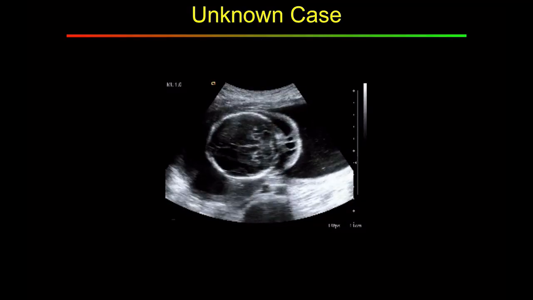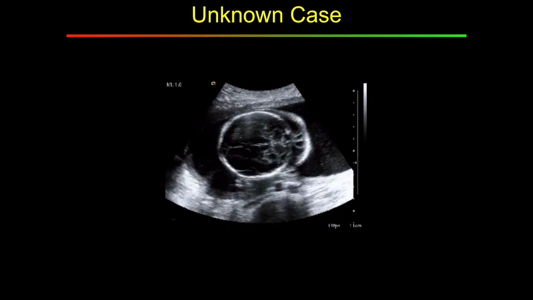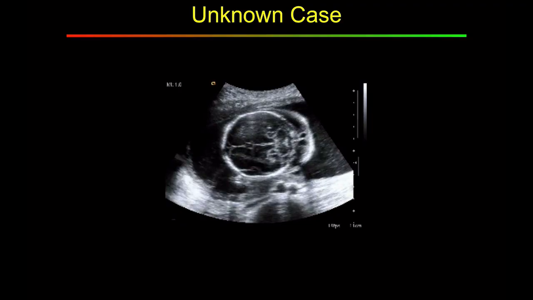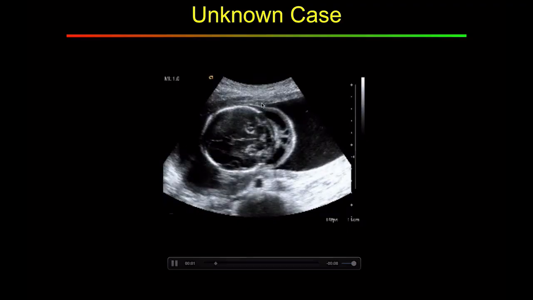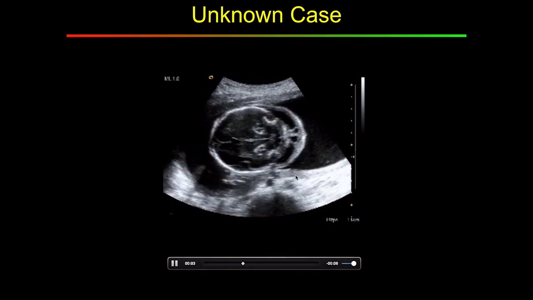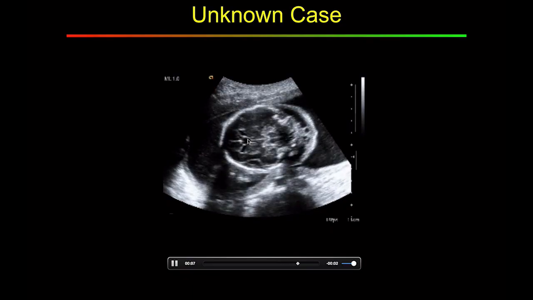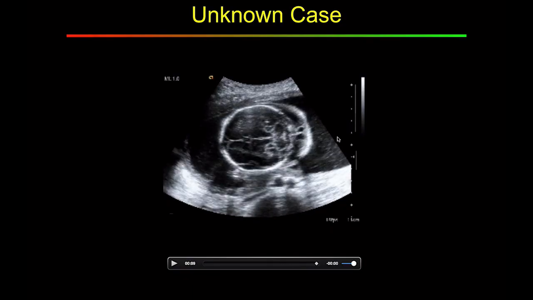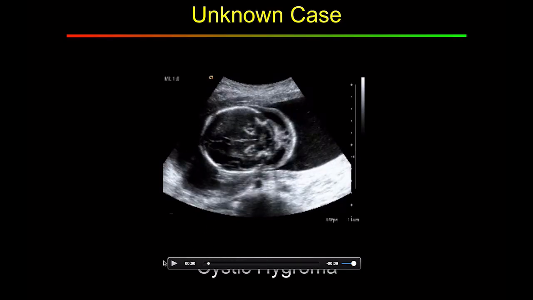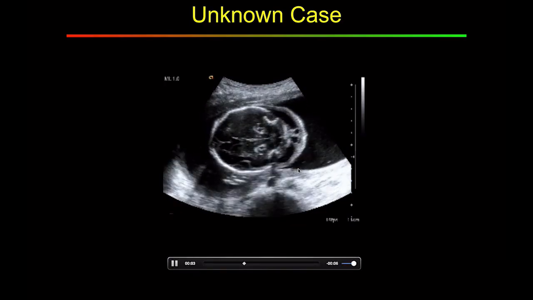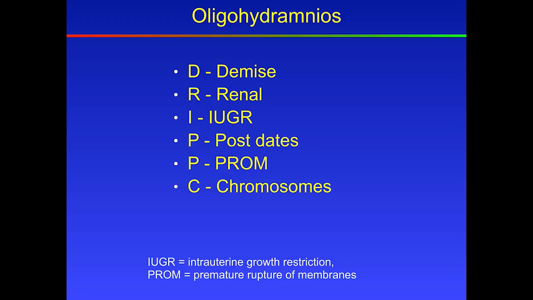This is an unknown case. Just to get you started, we're looking at the fetal head. So this is the nuchal area with the posterior fossa right here, the cavum and the frontal horns here, and this is a cystic hygroma, which is because of this thickening and septations in the neck region.